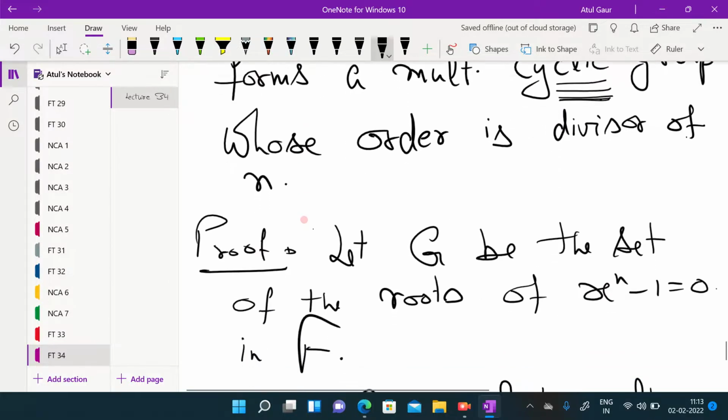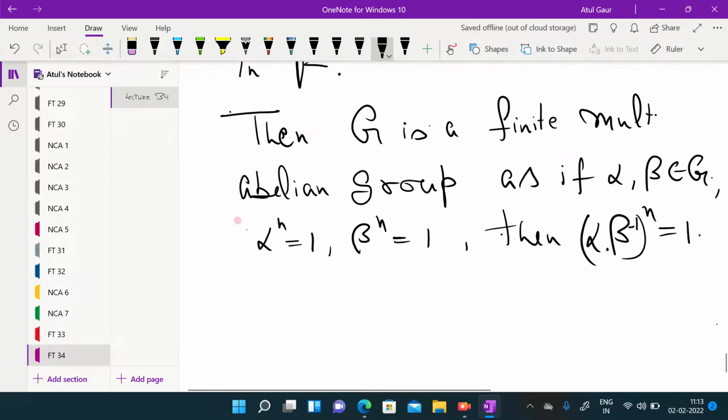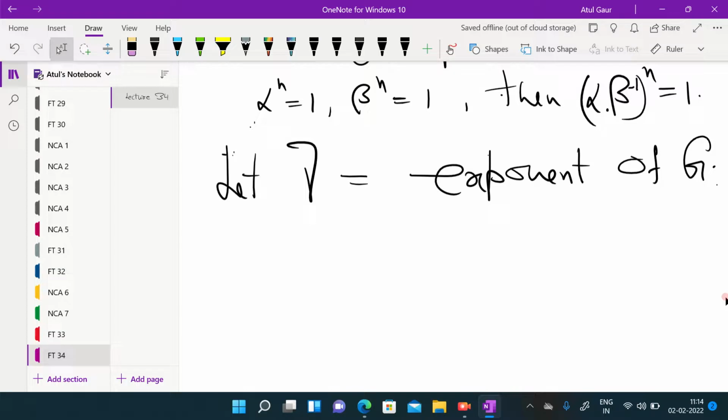So okay, G is a finite multiplicative abelian group. That's fine. So let's, तो finite है तो इसका कुछ exponent होगा. G will have a finite exponent. So let's say gamma is the exponent of G. Fine. So basically, as you have seen in the last lemma, the maximum of the orders of all the elements in G will be gamma, right? So basically, you will have an element in G of order gamma, right?